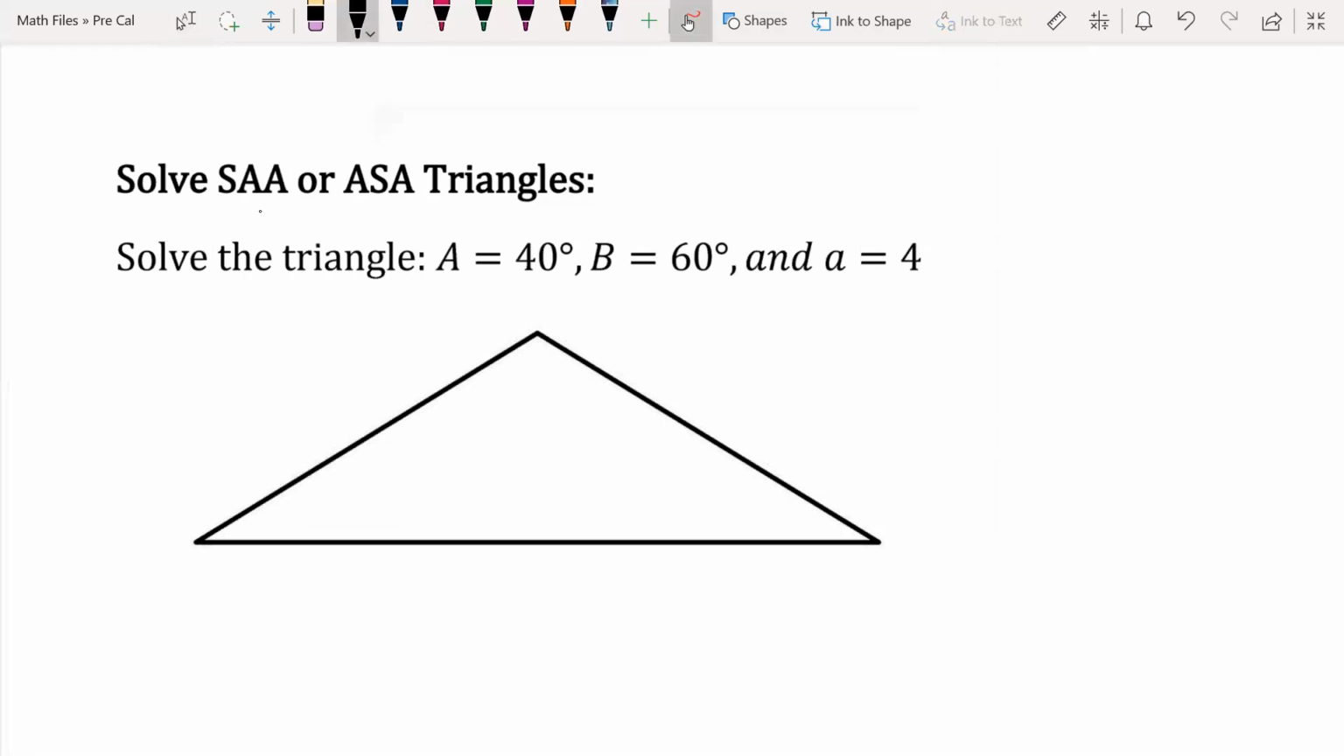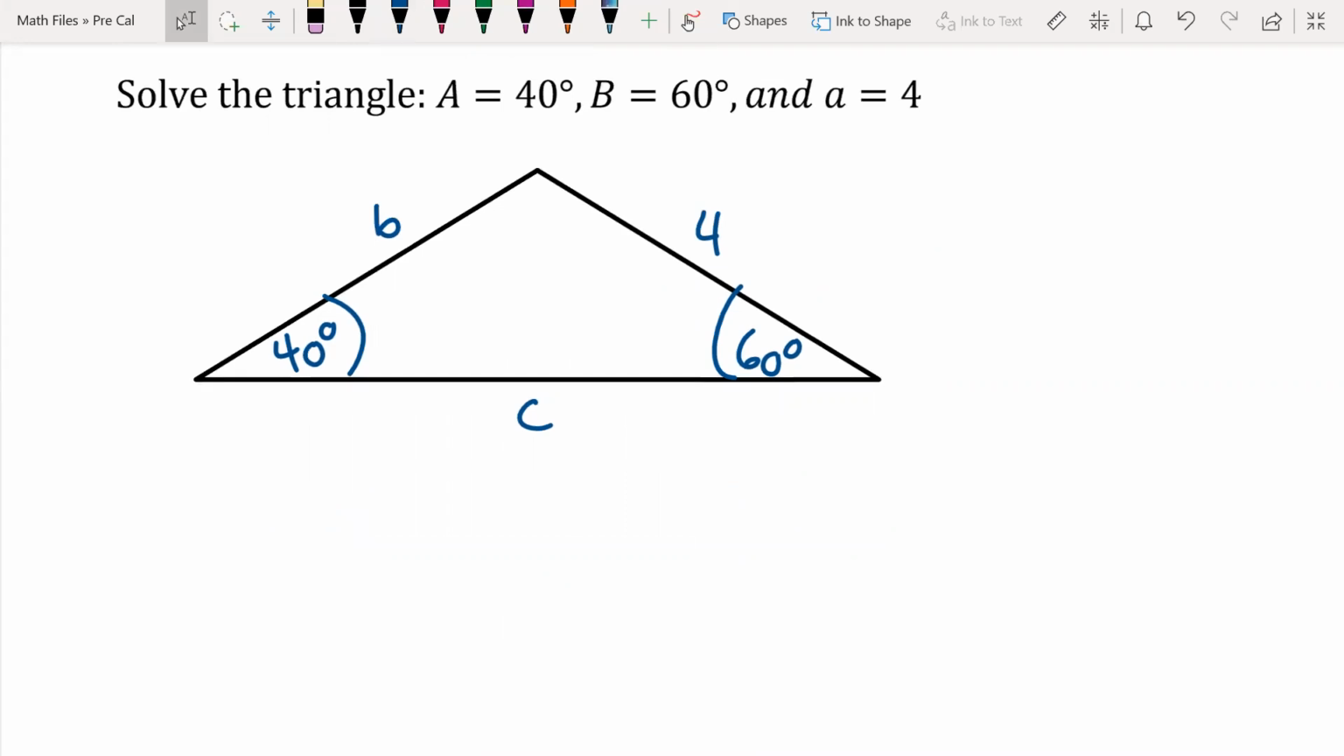And now label it with the values given. Angle A is 40 degrees. Side A is 4. Angle B is 60 degrees. And we don't know side B or side C, but we can definitely use the law of sines to help us find the remaining pieces. So we know that we have angle A and side A, which means we can use that to help us find side B since we know angle B.